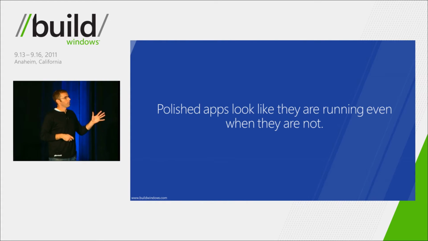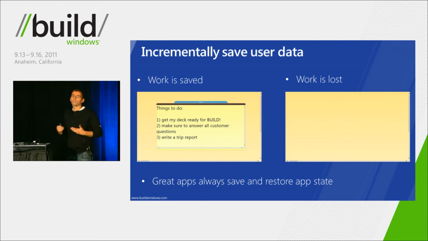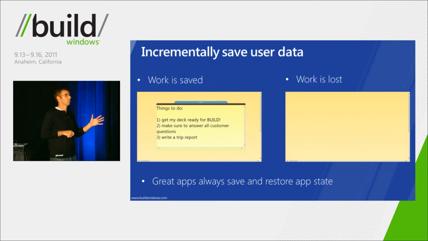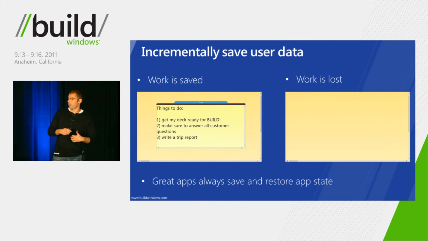As I mentioned, there's a broad ecosystem of devices, some with not a lot of memory. So termination is going to be more frequent on some devices, and you've always got to provide a consistent experience for your users. The first thing we suggest is to incrementally save user data. Don't wait until the user is leaving your application to save user data. Save the data while the user is using your application.